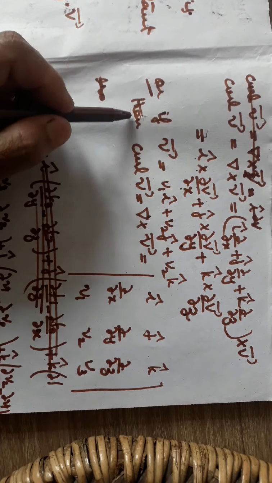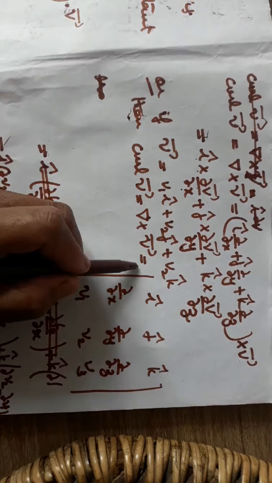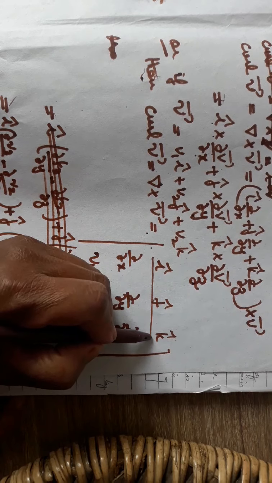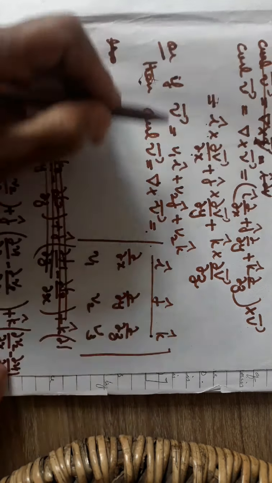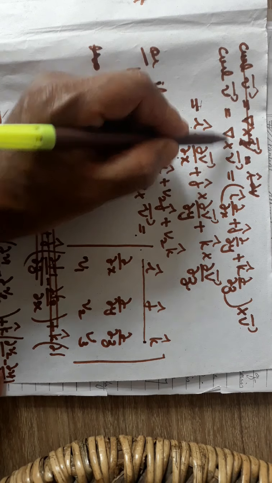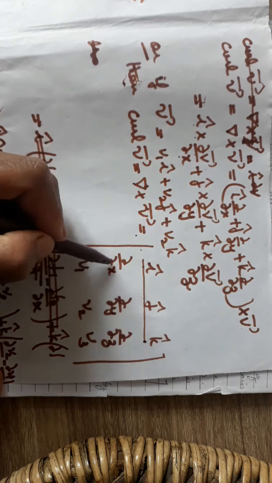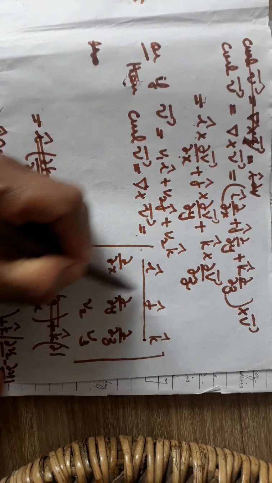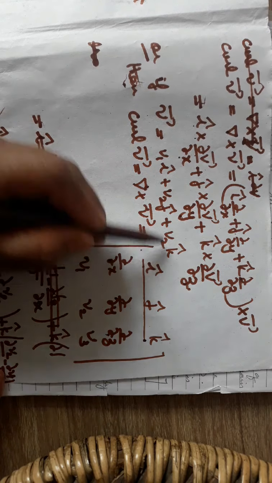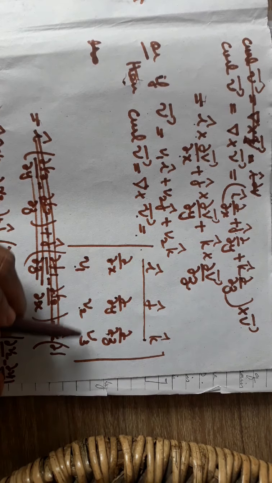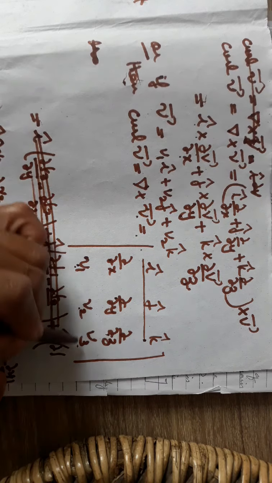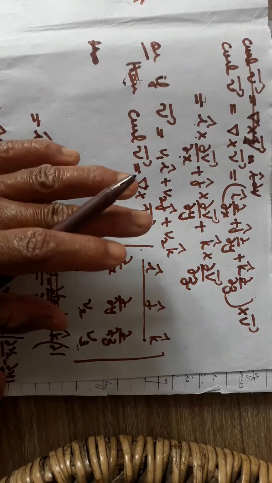But at the same time, you can also express curl in the form of a determinant. The first row should be i, j, k, the second row should be the coefficients of i, j, k of the vector operator del, that is del x, del y, del z, whereas the third row should be the coefficients of i, j, k of this vector v bar, that is v1, v2, v3. Remember, never write v1, v2, v3 in the second row. That is the wrong method.